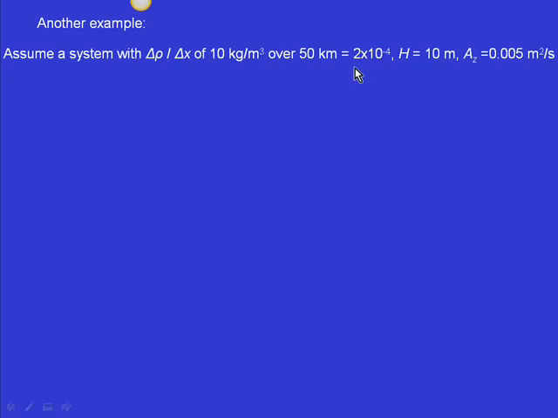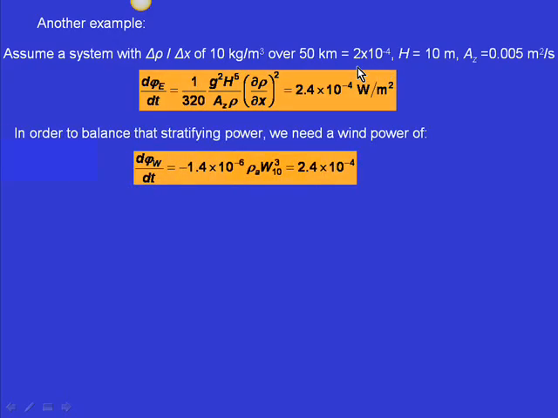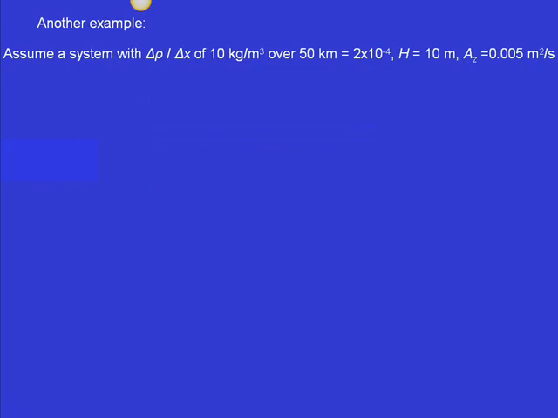So that gives us a delta rho dx of 10 times 10 to the minus 4. If we assume that the depth of the water column is 10 meters, and the vertical eddy viscosity is 5 times 10 to the minus 3, is that a large value or a small value?